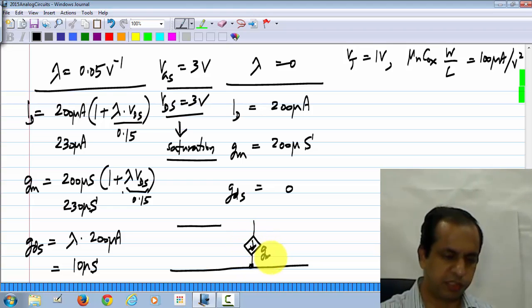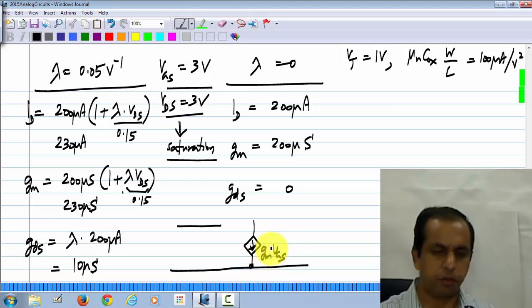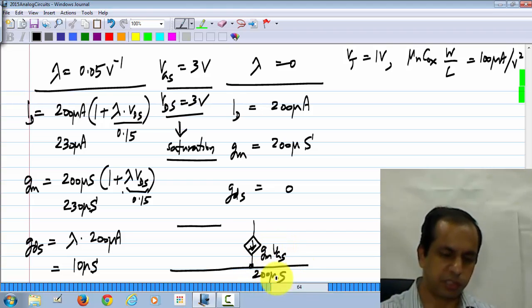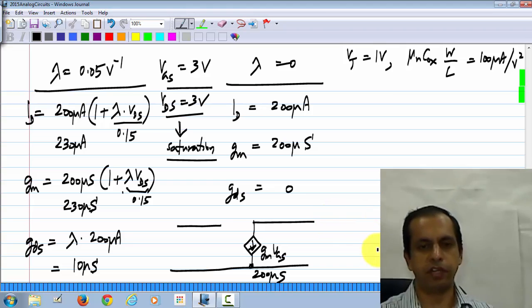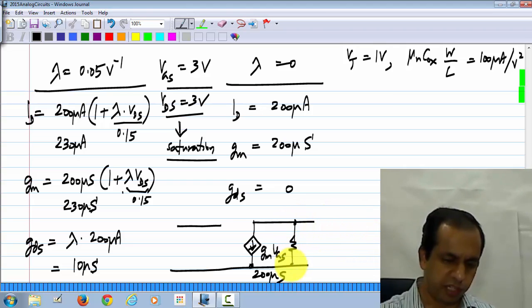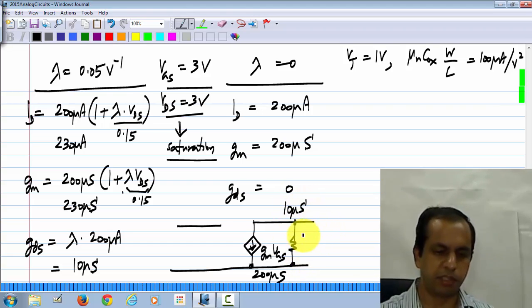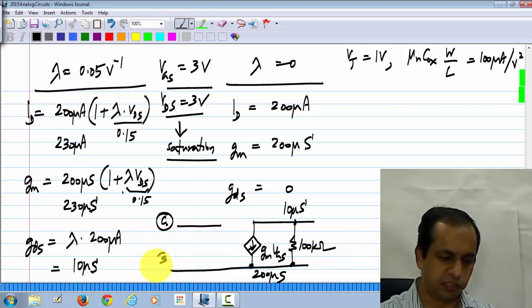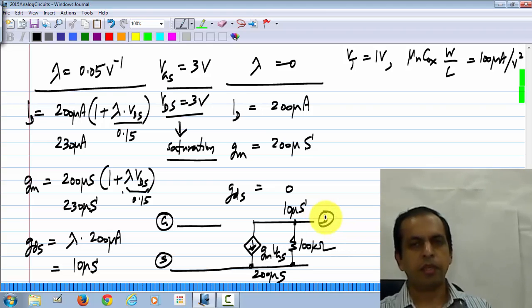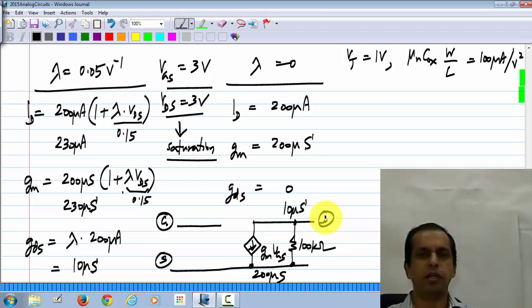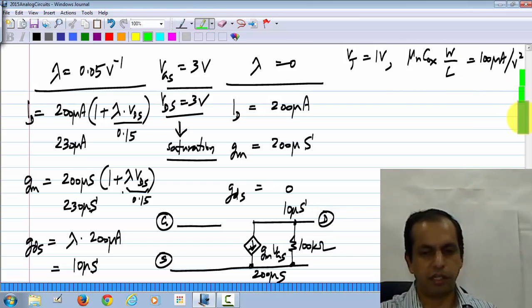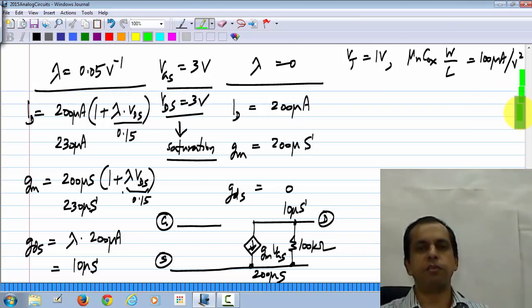So, our model will consist of GM VGS, and we will continue to use GM of 200 micro Siemens, okay, ignoring the 1 plus lambda VDS term, but significantly we have a resistor here between these two, or a conductance whose conductance is 10 micro Siemens or whose resistance is 100 kilo ohms. Okay. This is the gate, this is the source, and this is the drain. So, the most important effect of this lambda is to introduce an incremental conductance between the drain and source of the MOS transistor, and this will directly affect the characteristics of the common source amplifier. What that effect is, we will analyze in the following lessons. Okay.